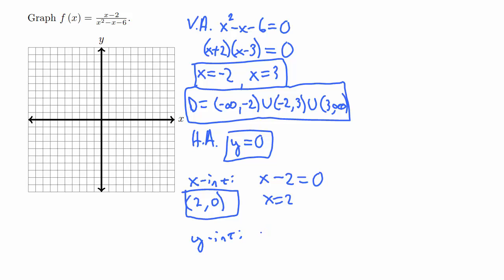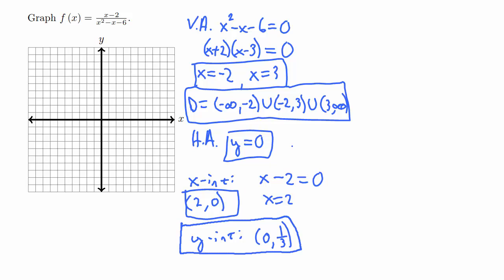The next thing we need is the y-intercept. To find the y-intercept, plug in 0 for the x's. Everything except for the last two numbers goes away. So that's negative 2 over negative 6, which simplifies to positive 1/3.